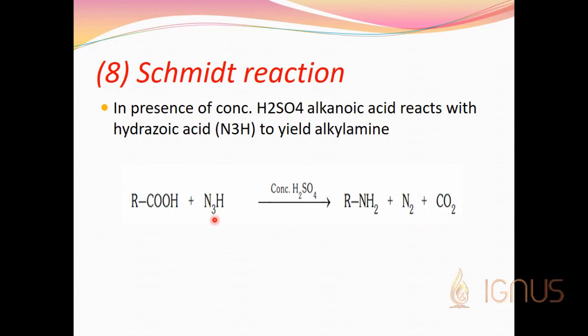Remember, it's the only method by which you can convert acid to amine directly. You have to remember the reagent. Anywhere, if you find this reagent, just convert acid into amine. Convert COOH into NH2. This is the reagent HN3. We know that NH3 is ammonia, but HN3 is hydrazoic acid. Write down the reaction.